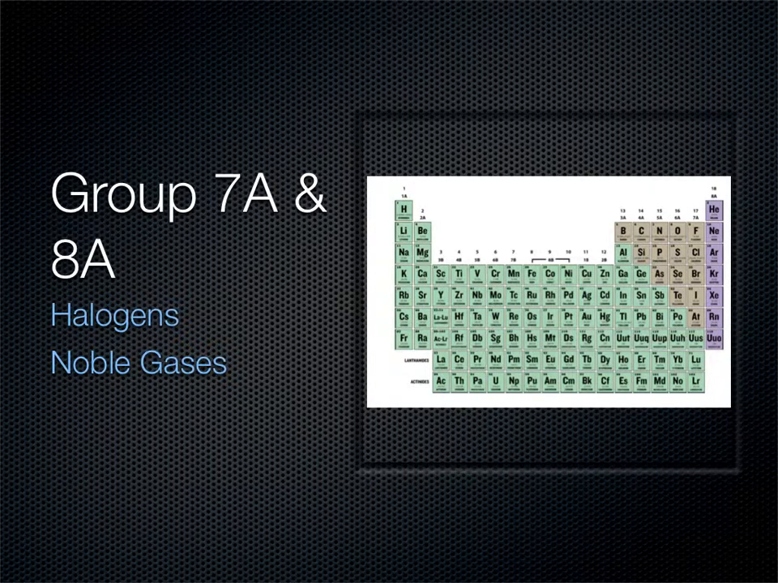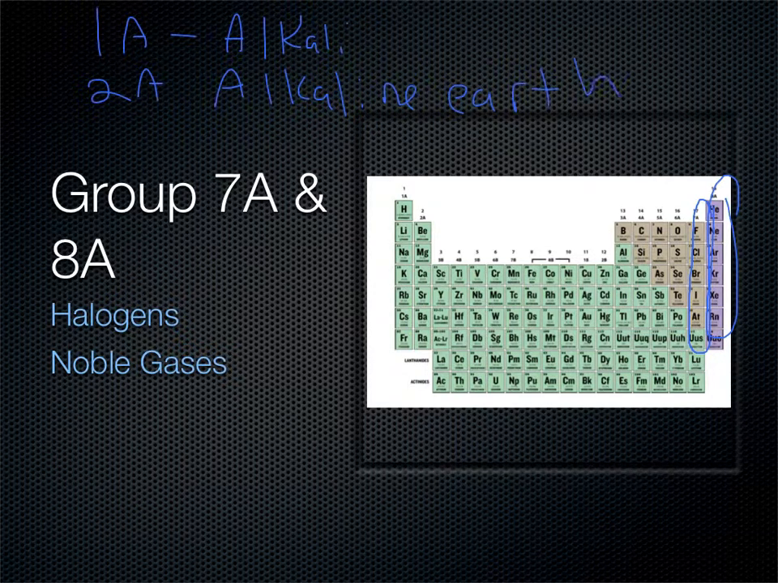Okay, our last 2 groups, when we're talking about these representative ones, are groups 7A and 8A. Group 7A are the halogens, group 8A are the noble gases. Now make sure that you know we've named basically 4 main names. 1A, those were the alkali metals. Group 2A, alkaline earth. Group 7A, the halogens. And group 8A, the noble gases. Make sure you know those names. You'll be expected to know those on a test.